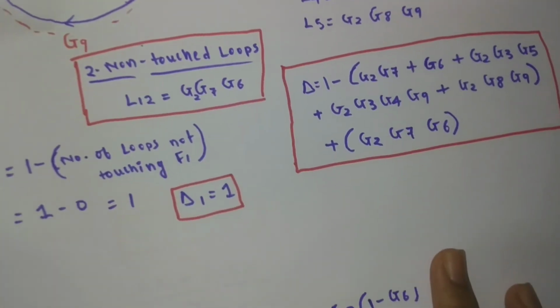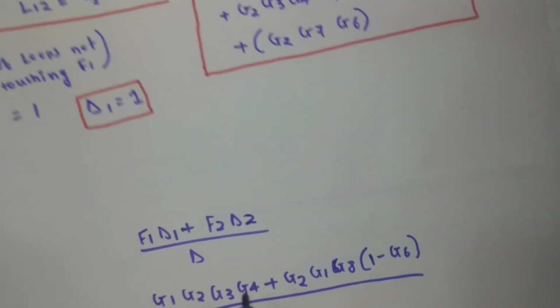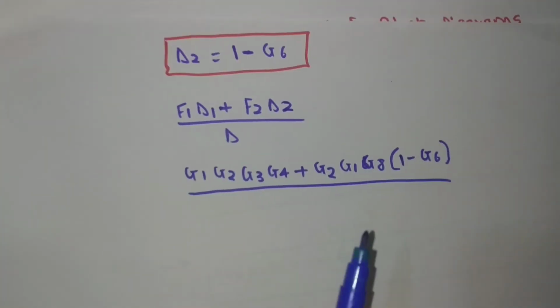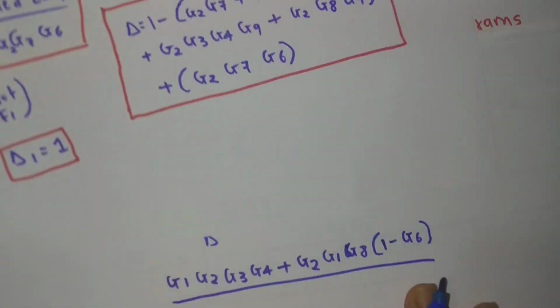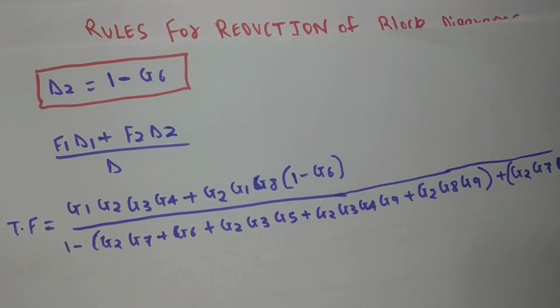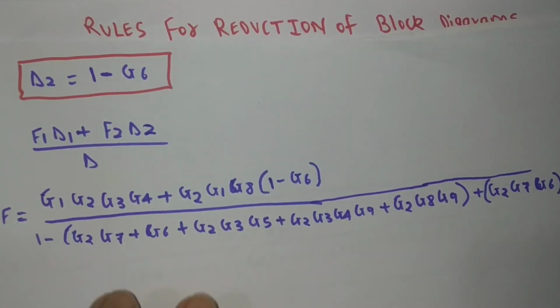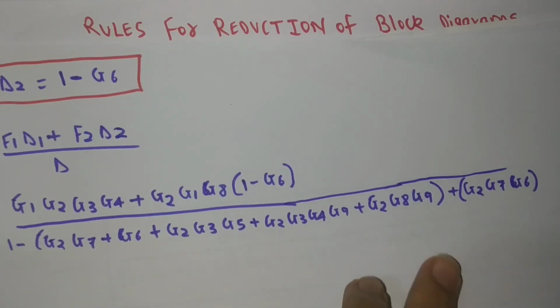Let me adjust it for you. This value will be written over here. So let me write this value. So finally this is the big answer that you are going to get. See the denominator of this answer. This whole thing is the answer.